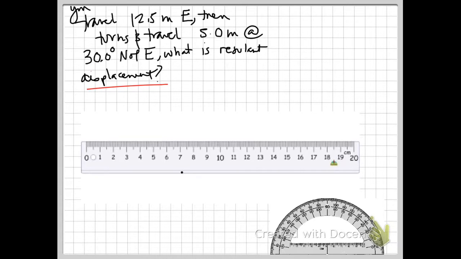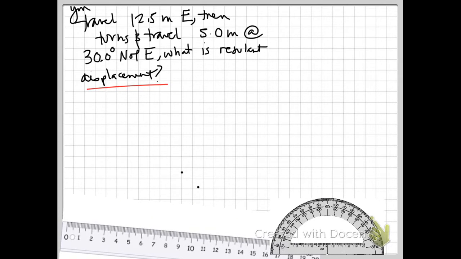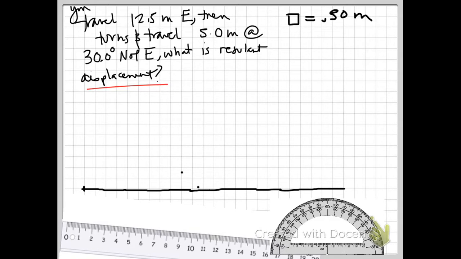Okay, so I'm just going to use the graph paper because I think using the ruler is going to be more challenging than it's worth, frankly. So I'm going to set that aside. I have 12.5 meters of travel. If 1 block equals 0.50 meters, then I need a line that is 25 blocks long. So I'm going to start here. 1, 2, 3, 4, 5, 6, 7, 8, 9, 10, 11, 12, 13, 14, 15, 16, 17, 18, 19, 20, 21, 22, 23, 24, 25.